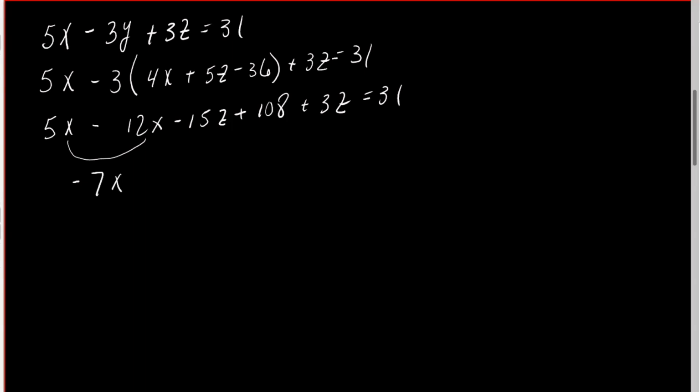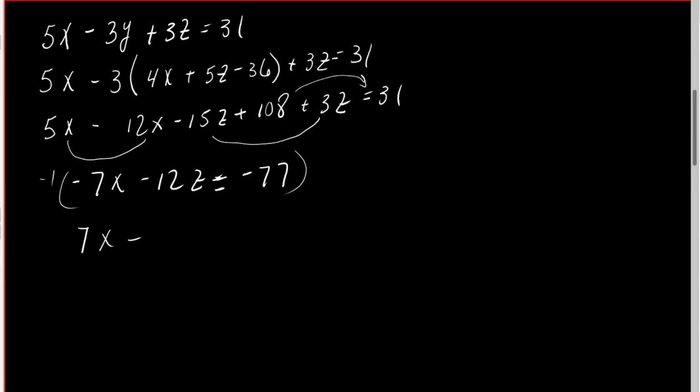All right, combining like terms, negative 7x minus 15z plus 3z gives me a negative 12z equals, let's take this to the other side, so I'm going to subtract 108 from both sides, so that gives me negative 77. Okay, let's multiply this times negative 1 to get rid of all these negatives. So that's 7x plus 12z equals 77.